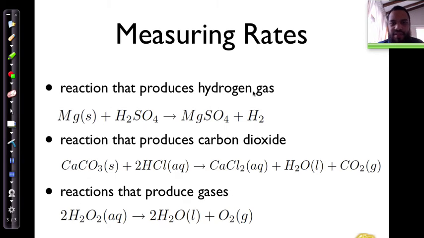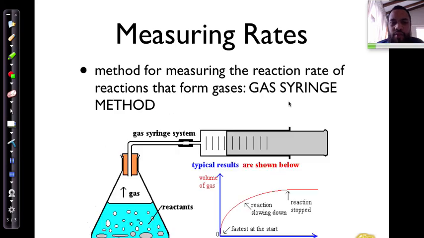So here are examples of reactions that produce gases, carbon dioxide, hydrogen gas, and so forth. And these are just examples of different types of reactions. What we are trying to demonstrate is that how you want to measure how much product is produced, or how quickly the reactants are used up, depends on what you're actually going to produce. So here's one example. This is known as a gas syringe system.